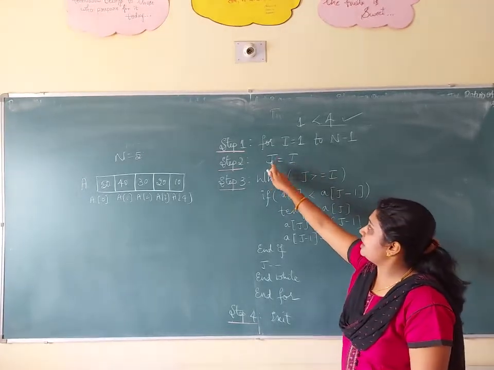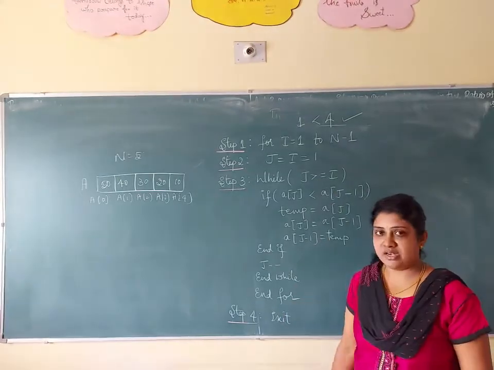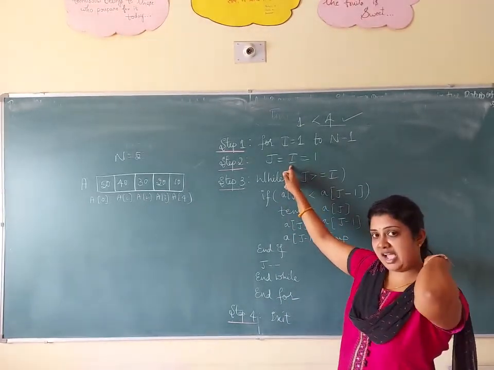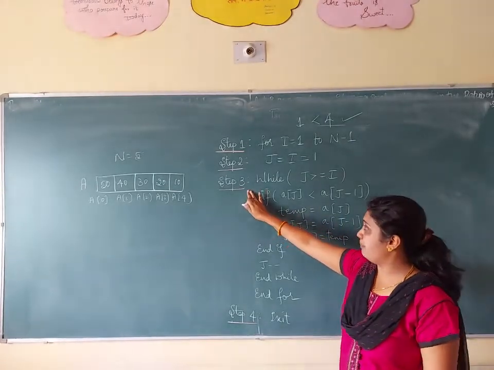Same. J is equal to I. What is the I value here? 1. That is equal to what? 1. Now, both J and I will be equal to what? 1. Then, it will go to step 3.